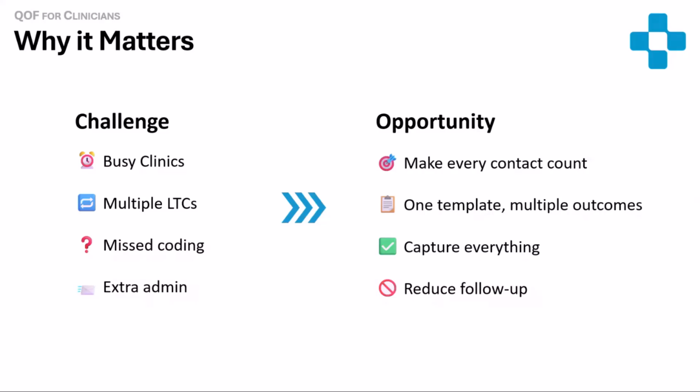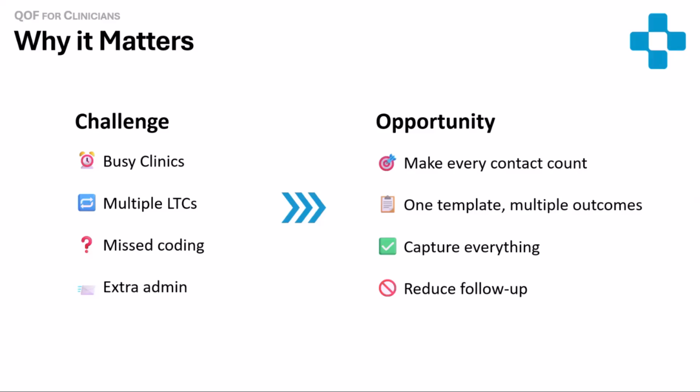Make sure that you're capturing everything. So we have got alerts, and those alerts flag what is outstanding in real time, so that you're not relying on memory or digging through the record, spending time there. And all of those things reduce that follow-up. If you do it once, you do it properly, you're not then generating another recall or a patient contact in a few weeks' time. So that's really the framing for today.